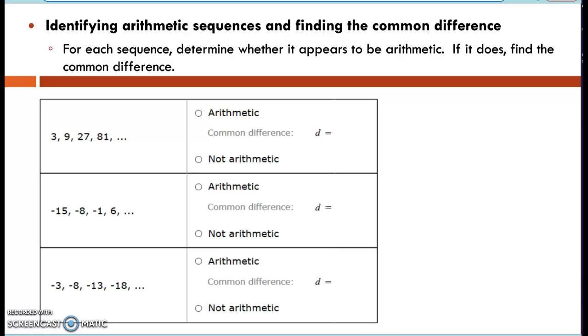Hey everybody, in this video we're going to talk about identifying arithmetic sequences and finding the common difference. So let's go ahead and take a look at the first one. Here we have a sequence 3, 9, 27, 81.